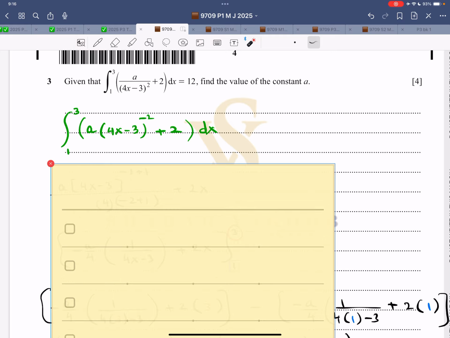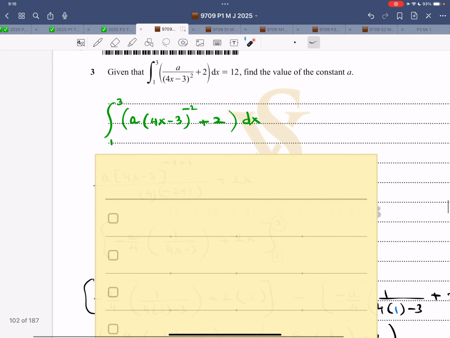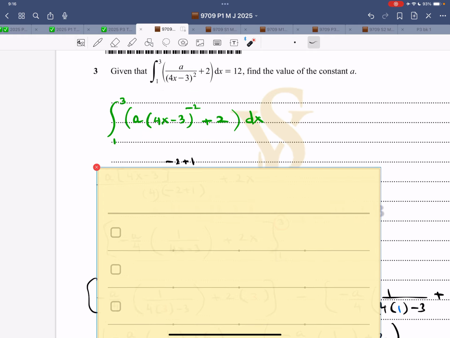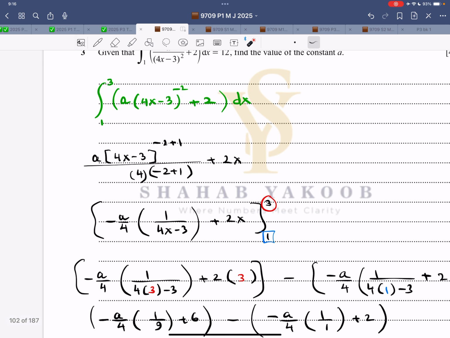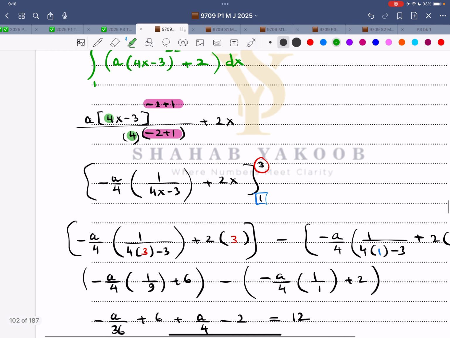First of all, you have to write it down like this. I'm not writing down 12 at the moment. What I am doing is just writing down the left hand side. And then let's look at it. Increase the power by 1, divide by the new power. Let me highlight it. So that is over here. Increase the power by 1, divide by the new power. Don't forget to divide by the coefficient of x. And I'm not putting in c because I have to plug in the limits.